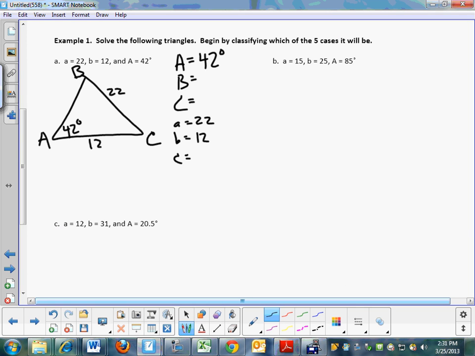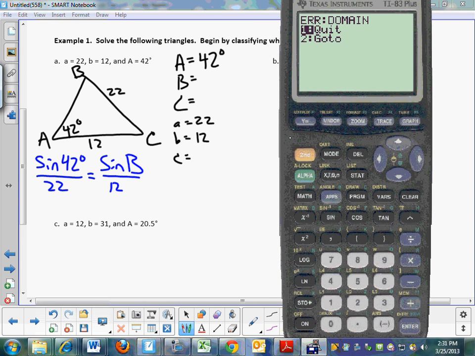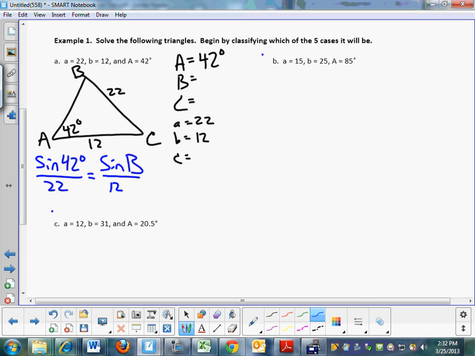I could just proceed just like I would have during the last section. So we have the sine of 42 degrees divided by 22 is equal to the sine of what? Yeah, we'll just say angle B divided by 12. If I cross multiply and I go 12 sine of 42 and I divide that by 22, I get 0.3650 equals the sine of B.